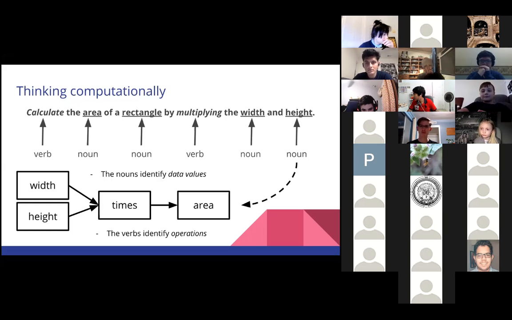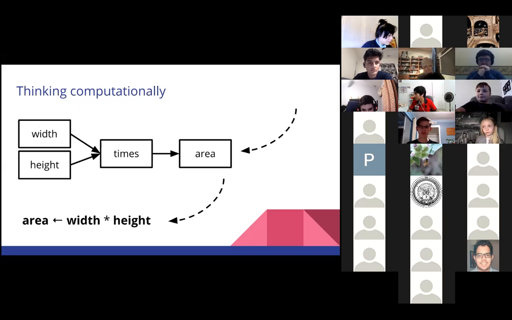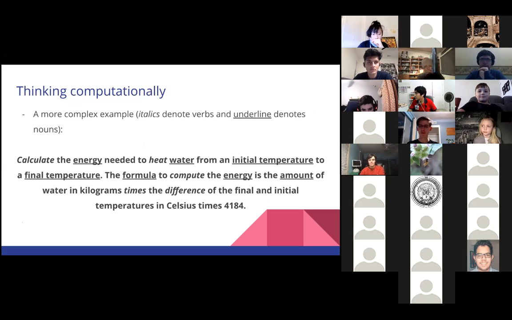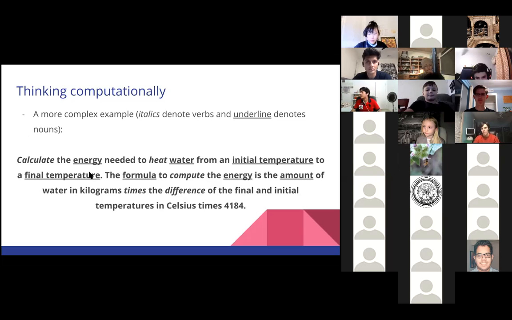So then we can move from that conceptual model to what might be more familiar computer science notation, in that we just multiply width and height, and we store it in an area variable. And in fact, you'd see this exact notation in a language known as R, if any of you are familiar with that. It's great for science.